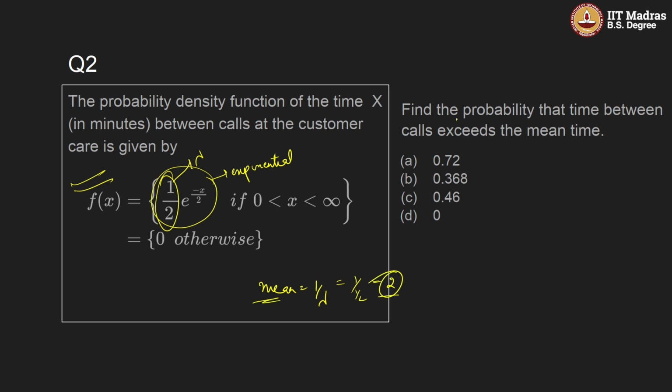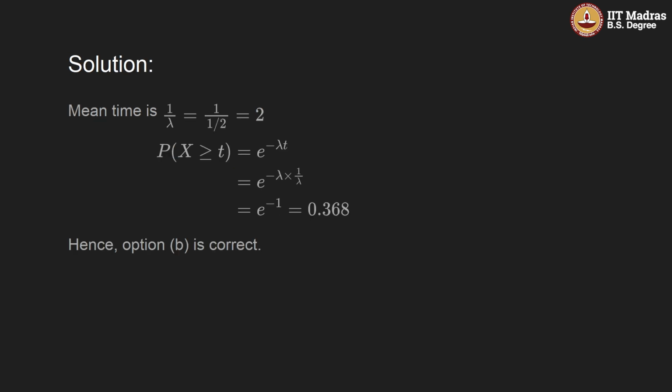We have to find out the probability that the time between the calls exceeds the mean time. That is the probability that x is greater than or equal to 2, the mean time. Now let's see the solution. So the mean time is 1 upon lambda. By putting the value of lambda here, we get 2 as the mean time. So now here, probability that x is greater than or equal to t, where t is the mean time.